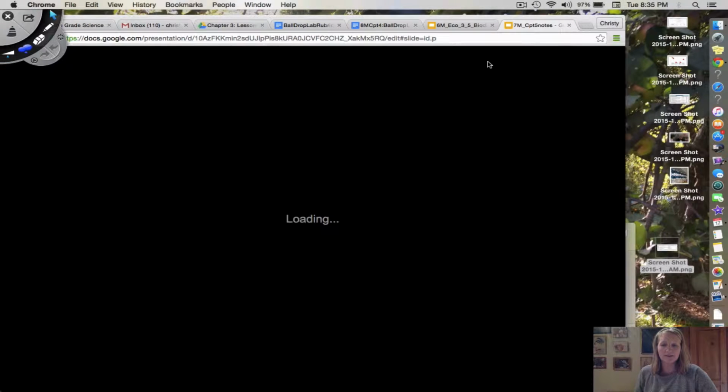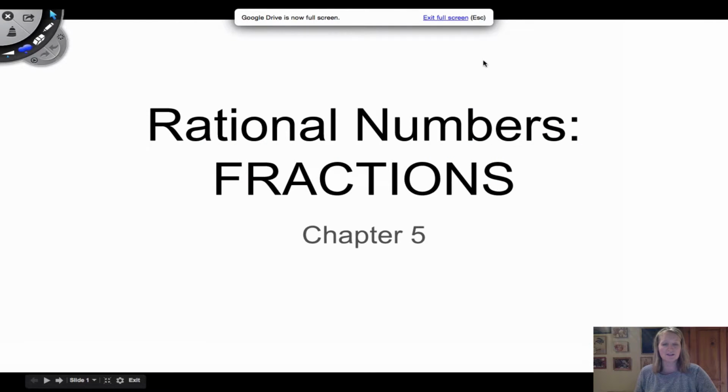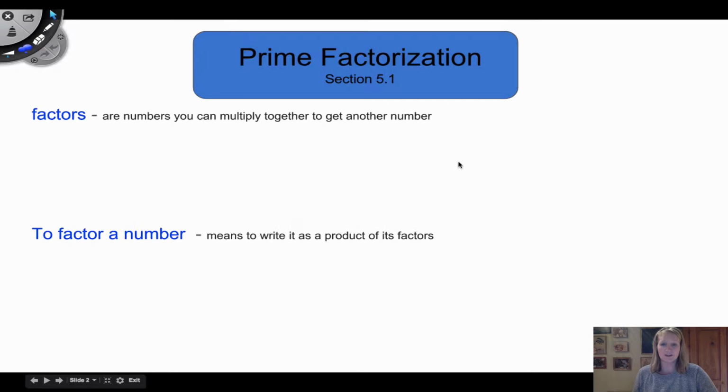I would like to talk to you about rational numbers, specifically fractions. So we're going to lay a little bit of groundwork for fractions in this section, talking about factorization, as it turns out. So prime factorization is section 5.1, and the reason why we're talking about this is kind of going to prepare us to get back into fractions over time.